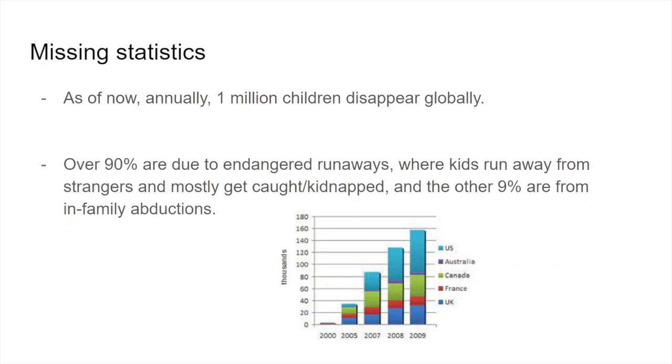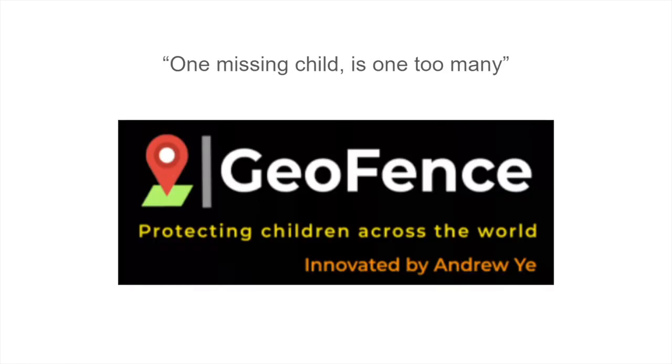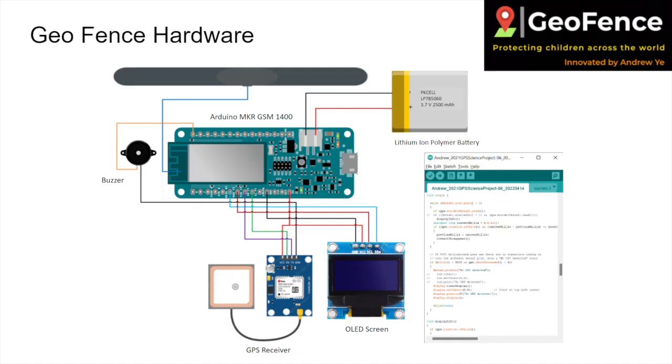As of now, annually, over 1 million children disappear globally, and over 90% are due to endangered runaways/kidnappings. This is what inspired me to create GeoFence, because one missing child is one too many. This is a detailed diagram of my GeoFence design.